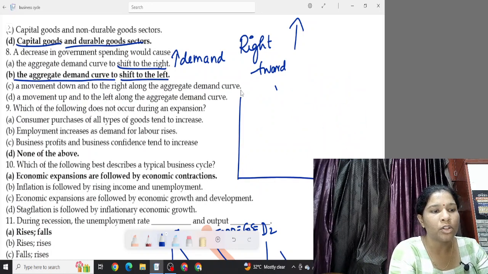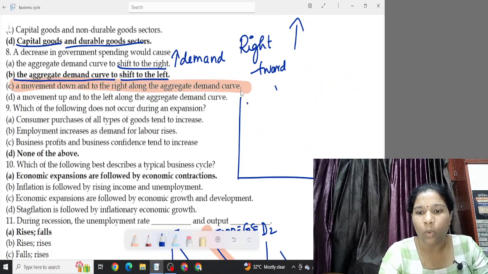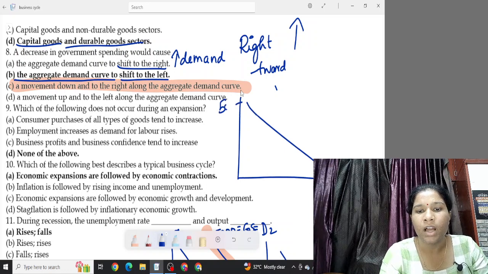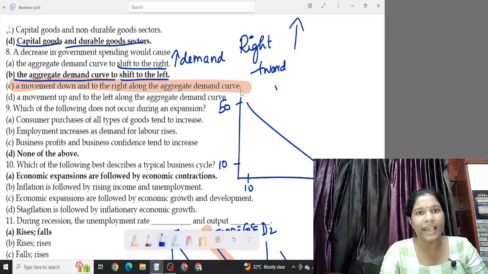This option, no, this one, it is utterly wrong, because they're talking about only one demand curve, and here if price is 50, people will buy only 10 quantity. If price is only 10, people will buy 100 quantities. So this is the explanation.